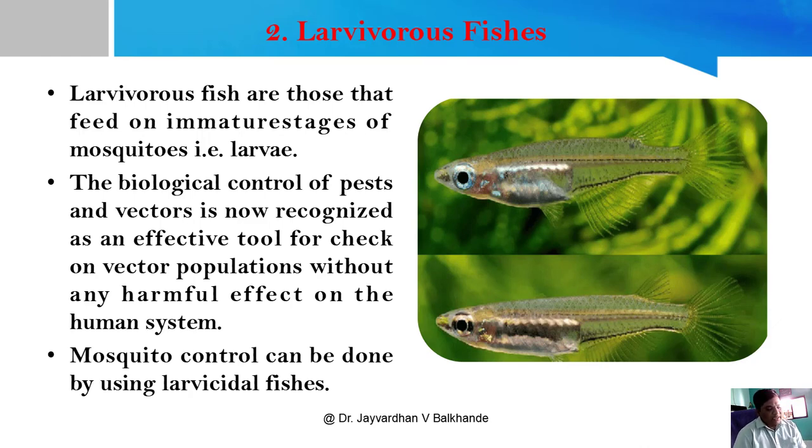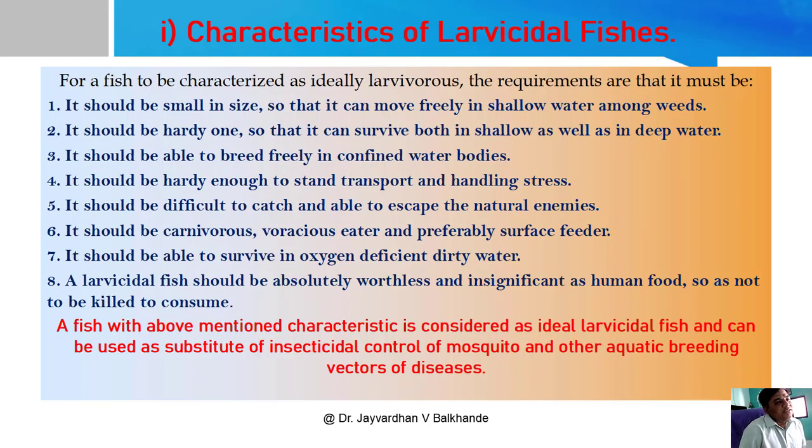So we know the exact role of this larvicidal fish: it controls the mosquito population. And by controlling the mosquito population, we can reduce the diseases which are spread by the mosquitoes. Later on we will discuss the characteristics of larvicidal fishes, which type of characteristics should be there when we select the fishes.